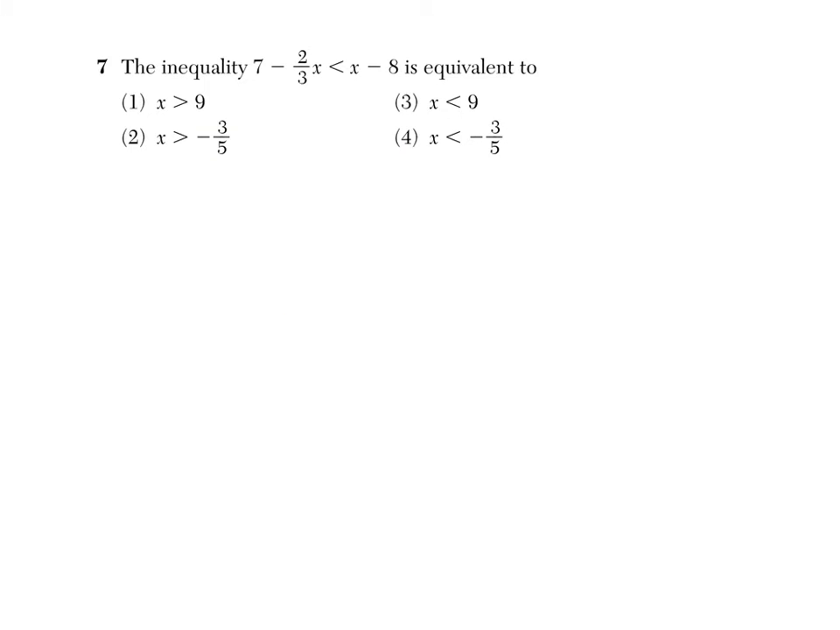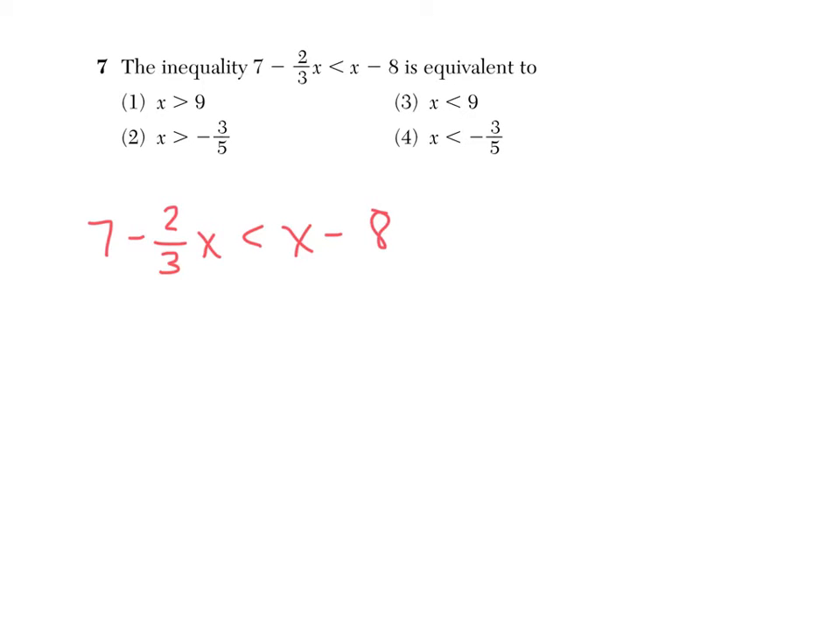Okay, the next question we're going to look at is the very next question, number 7. It says the inequality 7 minus 2/3 x is less than x minus 8 is equivalent to, and we have 4 different choices. So the most direct way to solve for this is to solve it algebraically. So I'm going to go ahead and write that out. 7 minus 2/3 x is less than x minus 8.